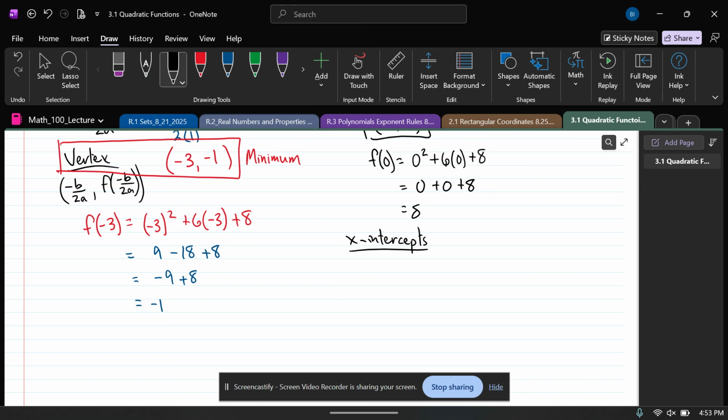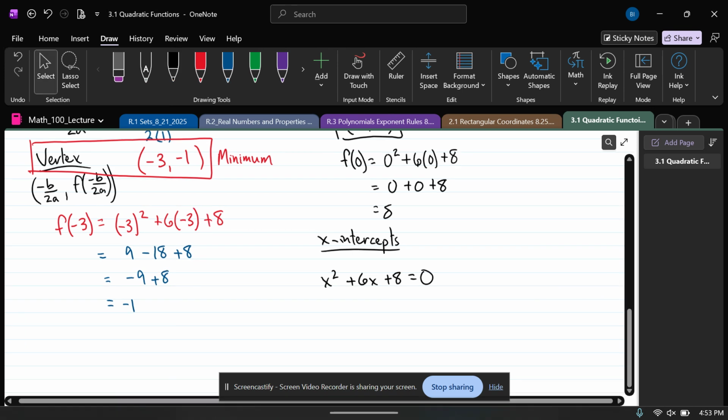So the x-intercepts, the thing you're doing is you're setting x squared plus 6x plus 8 equal to 0. And you can either solve that by factoring, so the little x thing, or by the quadratic formula. Both ways are going to work on this one. I'm going to do it both ways and show you. Then I'm also going to show you a little trick with the calculator.